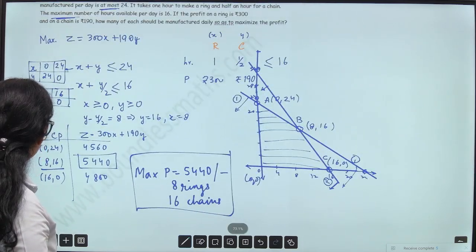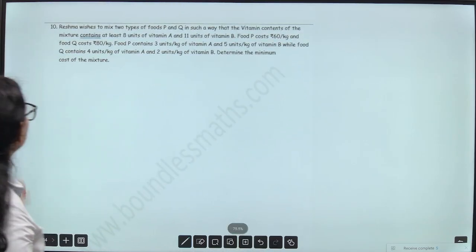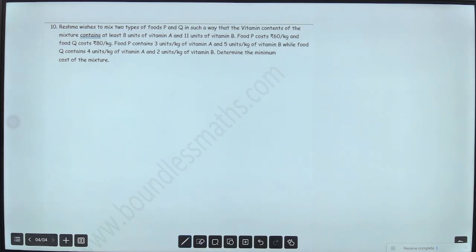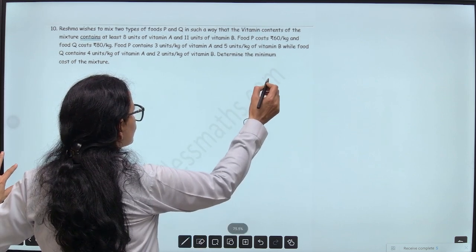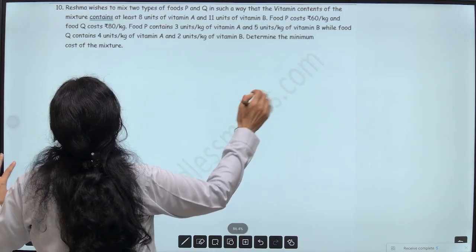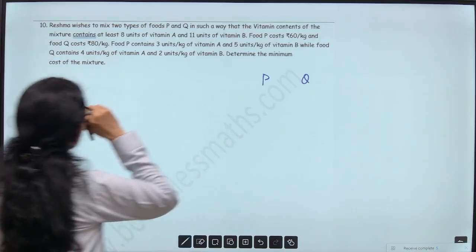So let's move to the next question. The last question here, where we have a diet problem. Reshma wishes to mix two types of foods, P and Q. So we have two types of foods here. So let's write first what is given in the question. So it is P and Q, what is given to you.